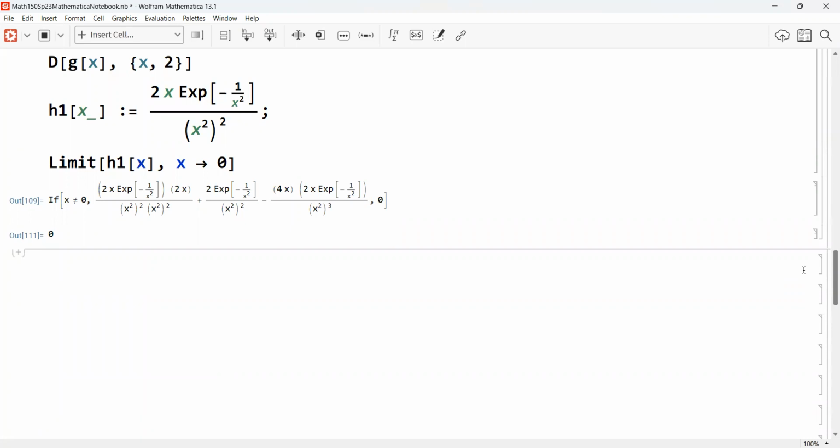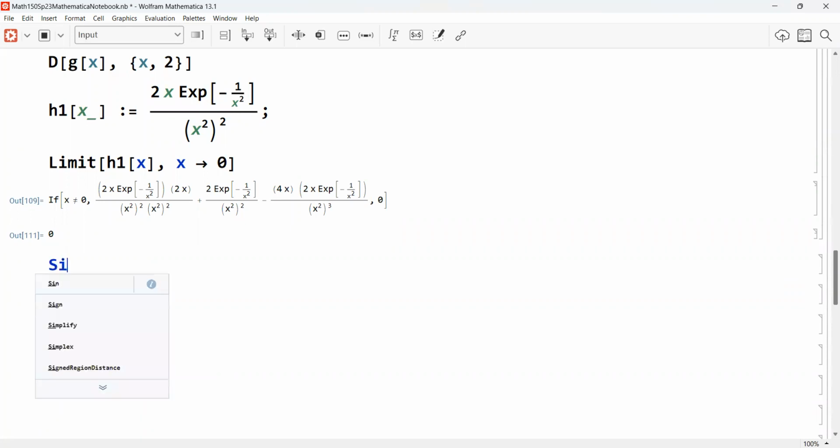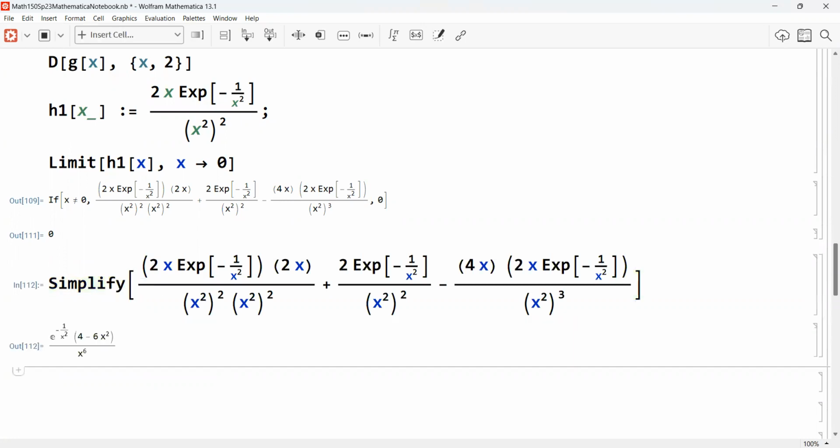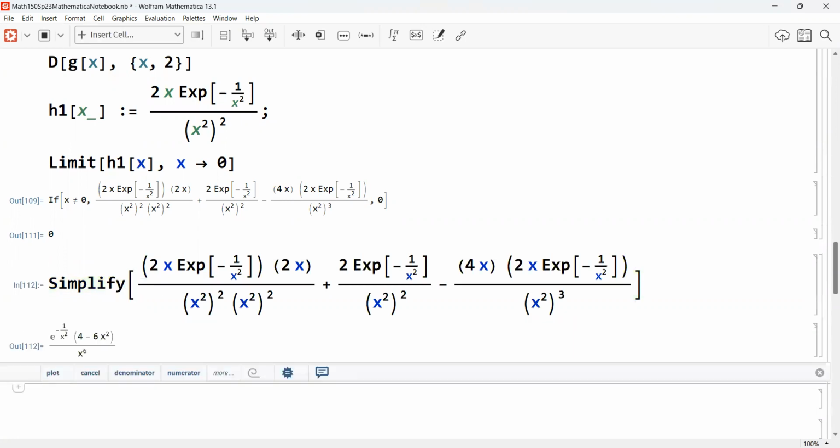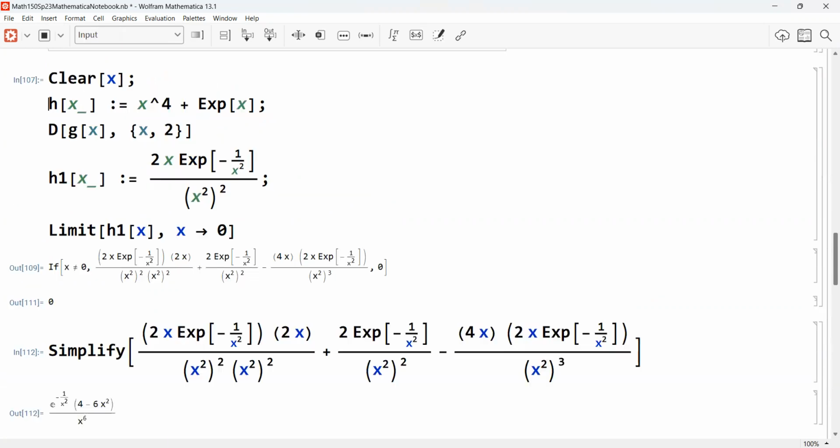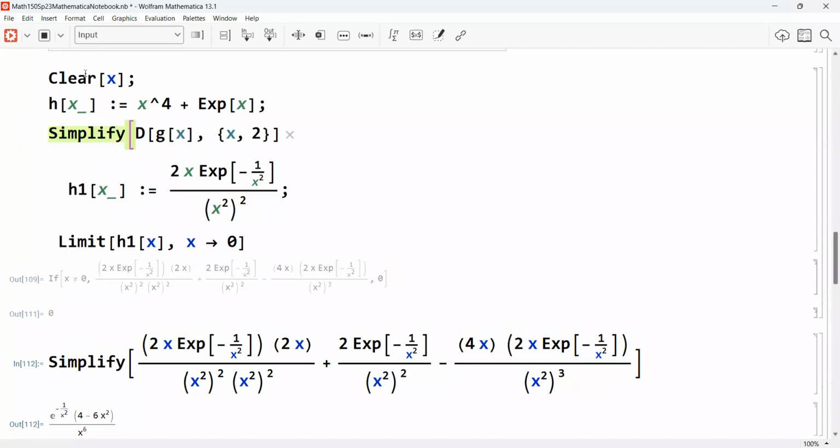I've just tried to set it up so I've got some blocks where it's going to put it in larger text. So simplify, and I'm going to put that thing over here and see if it can simplify it. And it is. So it is able to simplify that expression to something a lot easier to work with. I could have probably done that in the very beginning when I'm asking it to find the derivative of g twice. I could do simplify and just try putting that around it and see what it gives me.